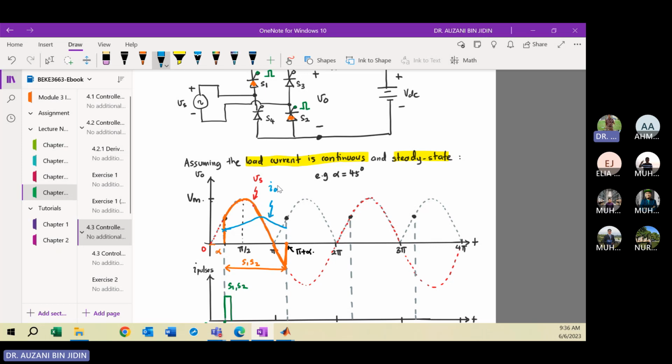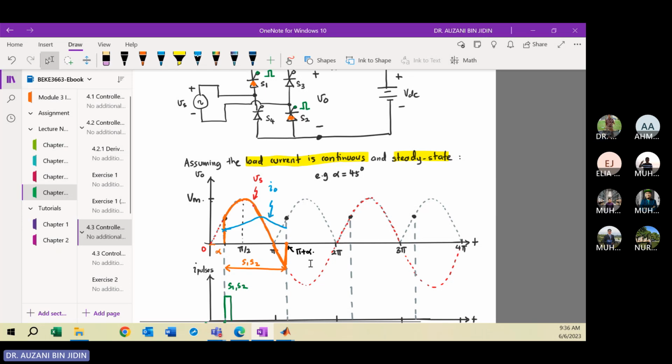Remember, this topic you have learned already in the power electronics subject last year. So you must know the behavior of the inductor current. It's not the same as the R load. For the case of only R load, the waveshapes of current and voltage will be similar. So this is your output current.